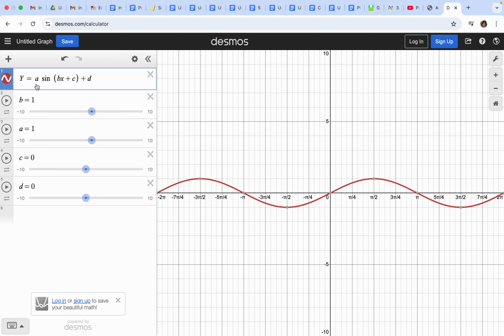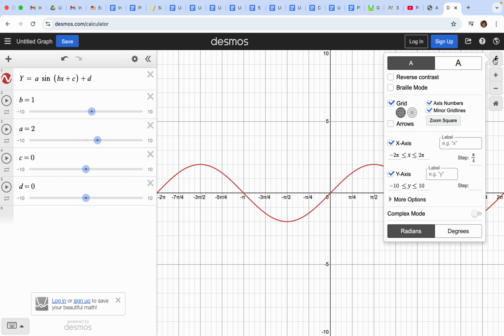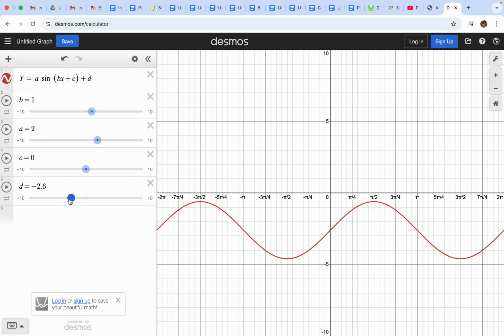Here we go. So I have a, right? And you said a was 2. Oh, and if you want to play around with this scale a little bit to make it like Desmos, just so you can see what it's like, you can use this little wrench up here. And I made the graph go from negative 2 pi to 2 pi. And just like on the graph, I made this step pi over 4. And then I made y negative 10 to 10 just so I could see up or down. Right, you said a was 2. You said d was moving the graph down 3.